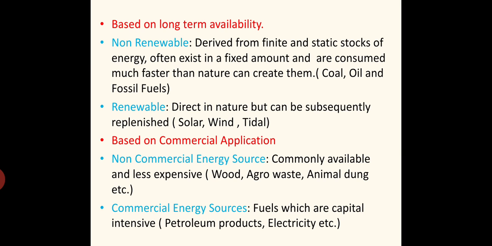Example is coal. See, coal requires millions of years to convert its form from decayed wood to coal, the finest form of coal. So it takes millions of years, but we are consuming it in a fraction of seconds. If the consumption rate is very high compared to the renewable rate or the production rate, then we include it in the non-renewable category.